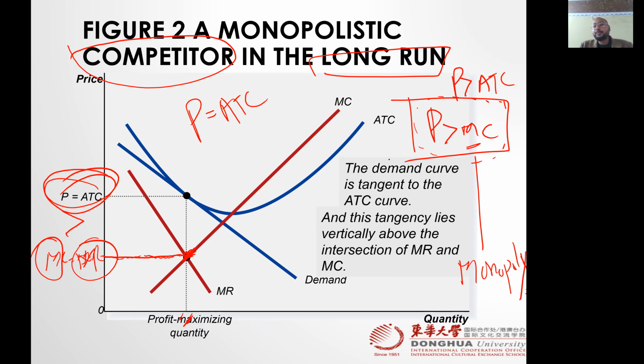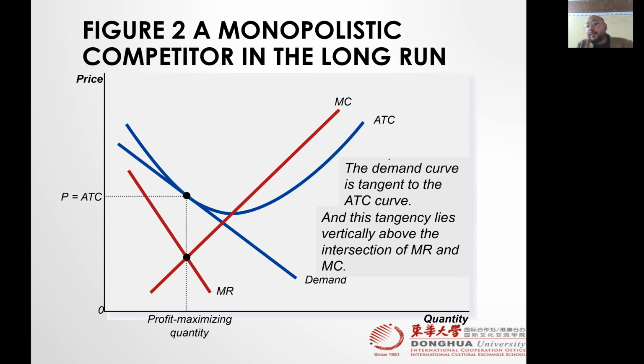Plus, in perfect competition, the company is producing at its efficient scale. All right? But in a monopolistically competitive firm, the company is producing less than the efficient scale.